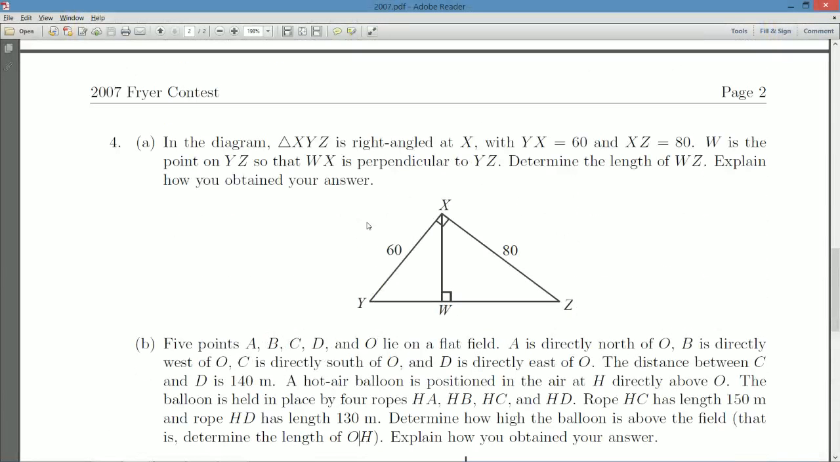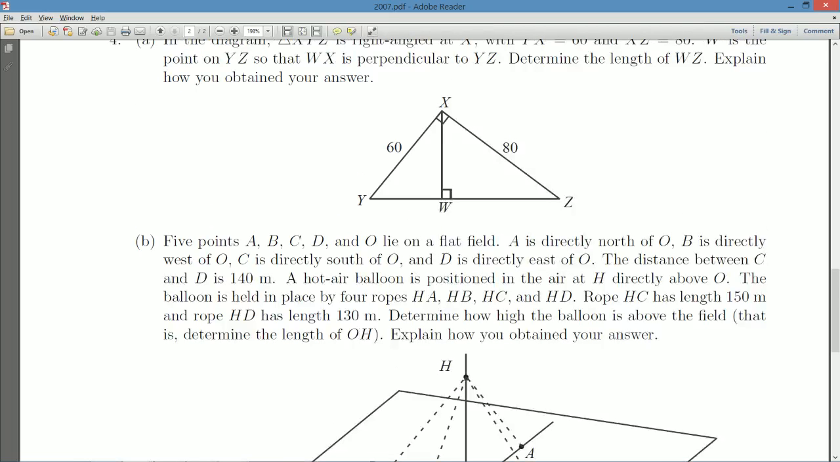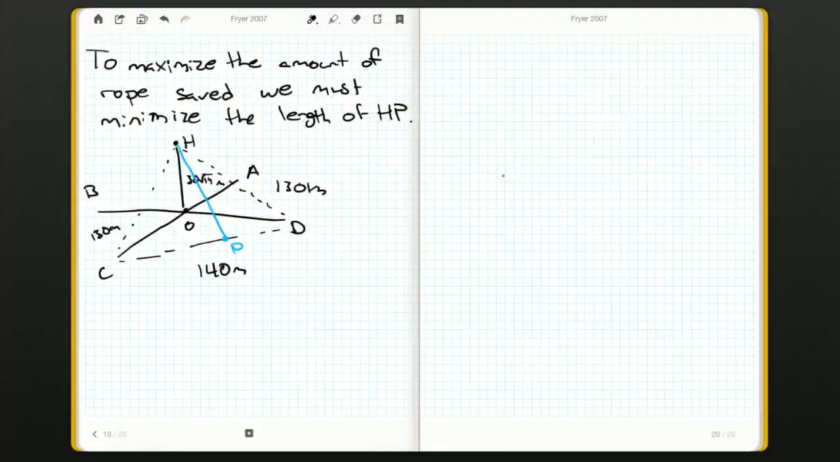Okay. Part A, great part A. It's not just talking about right-angled triangles to get us prepped for part B that has right-angled triangles. It also might be giving us a hint as to how to solve part C. I'll show you what I mean. So let's consider triangle HCD.